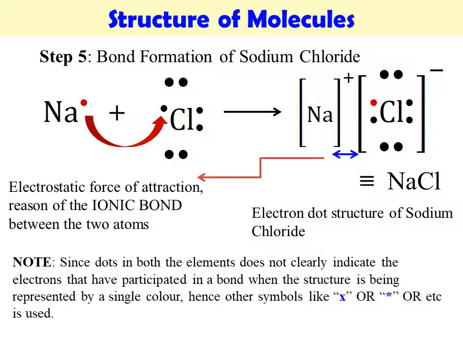But the problem is that if the elements are represented on a piece of paper with only one single color, then identifying which electrons have participated in a bond formation becomes difficult, and hence cross or star, some other symbols are used in order to specify clearly where the electron is coming from, and the way of forming the bond and accepting electrons.